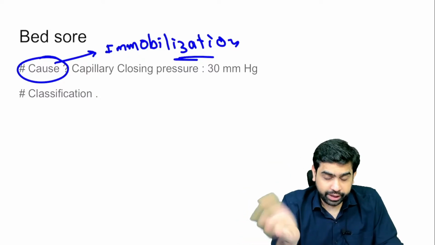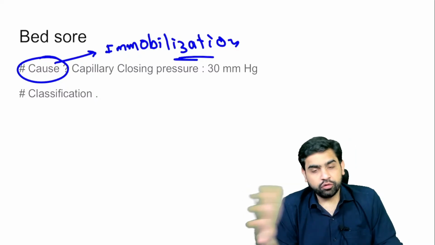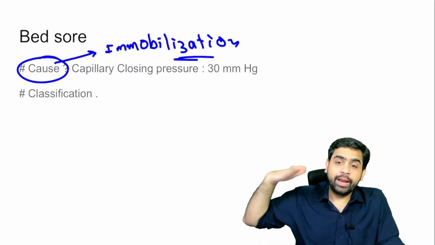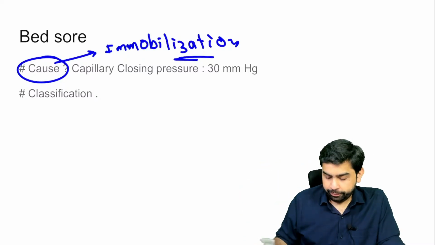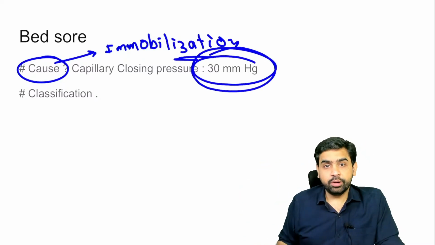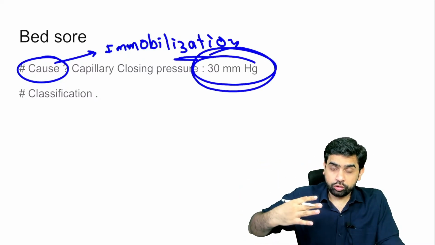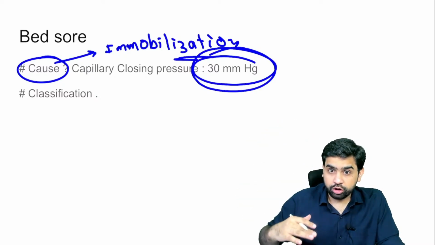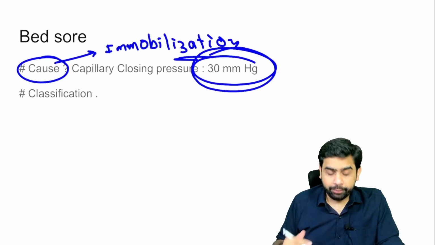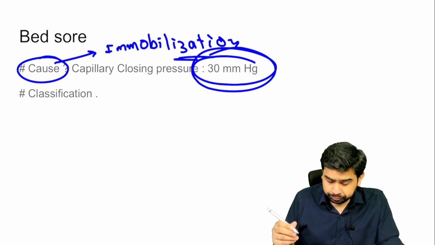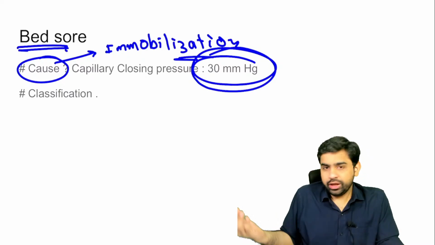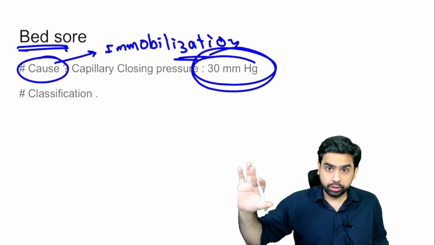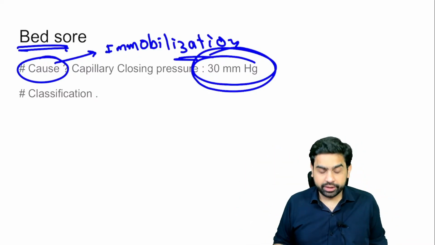Over a period of time, because the patient is unable to move on their own, the pressure builds up in the soft tissue and goes beyond 30 millimeters of mercury. Because of this, the blood supply to the soft tissue and the skin is reduced, and the patients develop this bed sore. I hope you got the drill. Because of the increased pressure in the subcutaneous tissue, the blood supply to the skin is hampered, ultimately producing the bed sore.